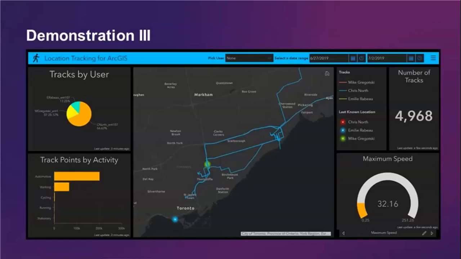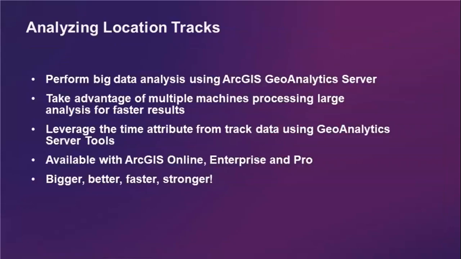There is more analysis you can do with the track data. We all know our track data provides us with time information. Now we can not only do spatial analysis, but we can also do temporal analysis. And what better tool set to leverage time information than the geoanalytics server tool? The geoanalytics server can handle big data. You can even put 1 million points through it for seamless processing. It takes advantage of multiple machines to improve and speed up the process. It comes in handy when dealing with large data sets that go through complex analysis.